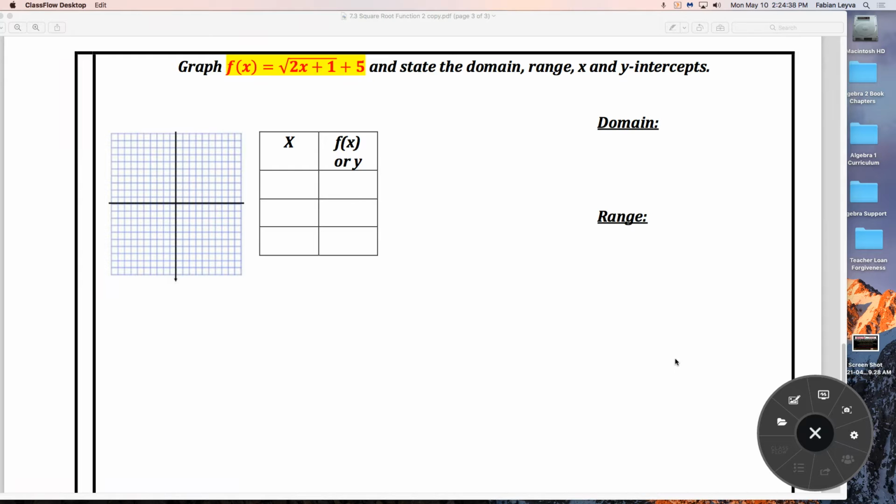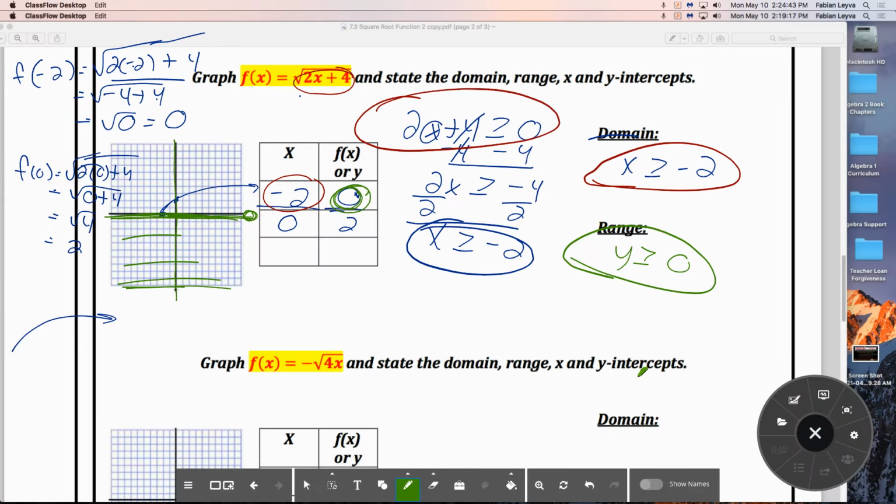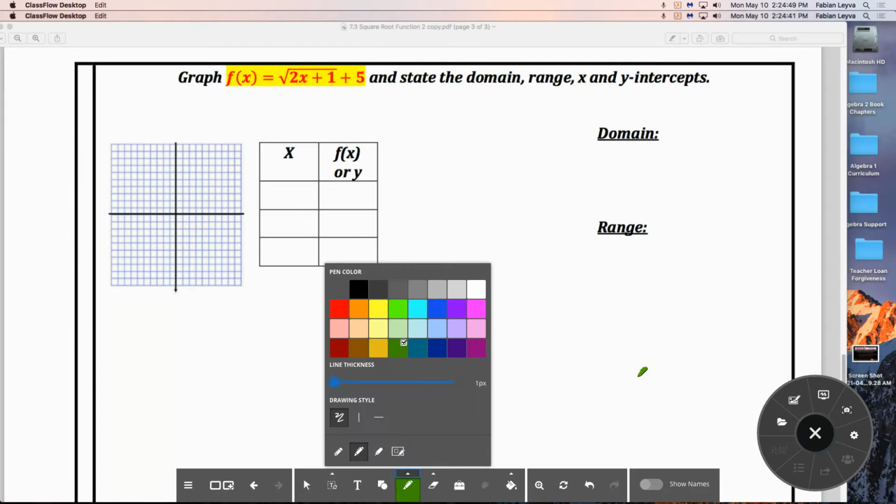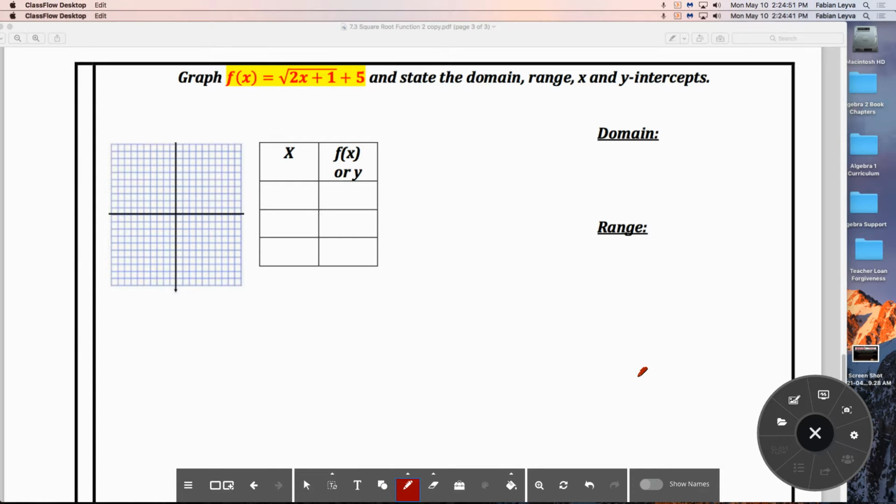Let's do this one real quick. So let me game plan this up a little bit.